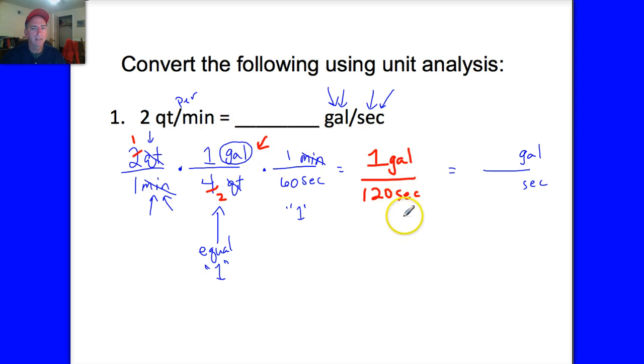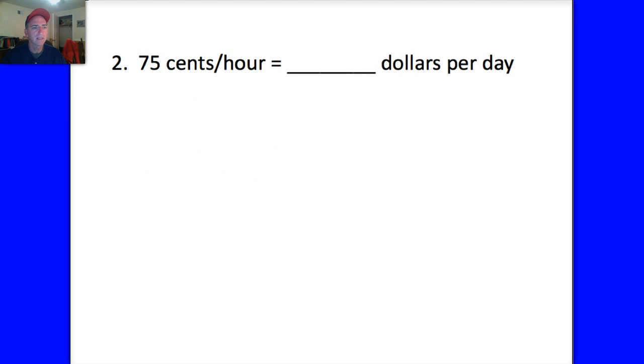2 quarts per minute is the same thing as 1 gallon per 120 seconds. And there it is. Okay, easy, if you use the units to do that. So please take time to learn that.